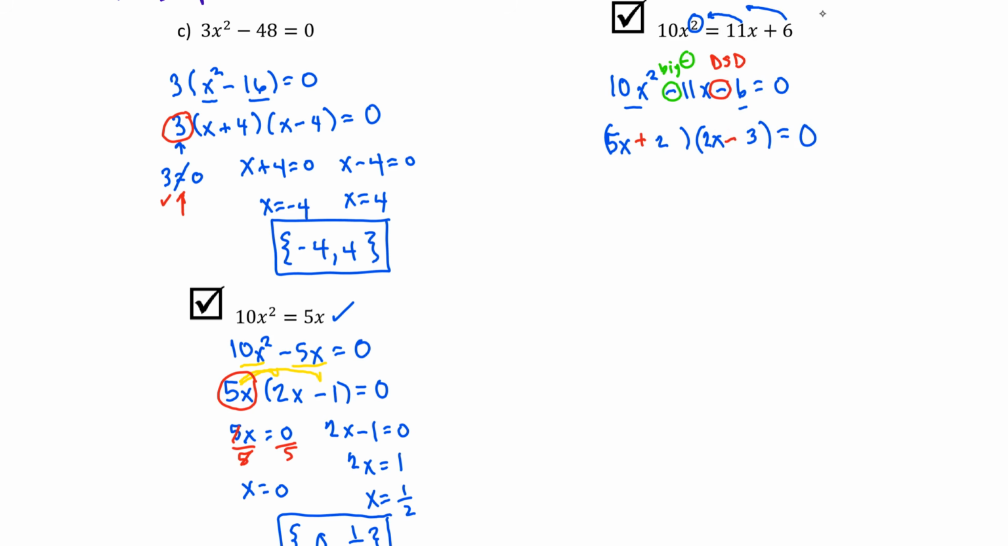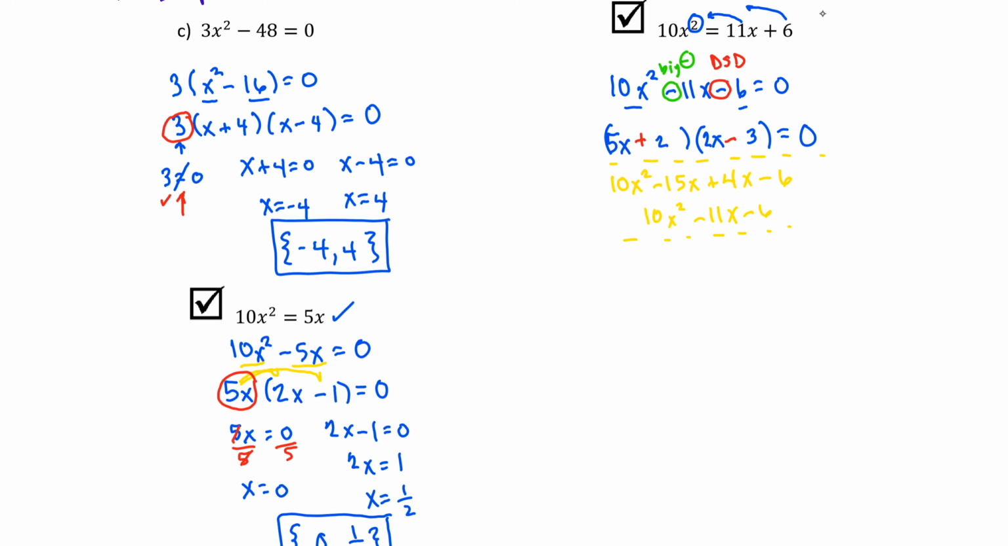We check by FOIL. So here, our first two terms have a product of 10x squared. Outside terms have a product of minus 15x. Inside terms plus 4x. And last, minus 6. Combining middle terms, we have 10x squared minus 11x minus 6. Oh man, we got lucky on that one. We got it right on the first try.